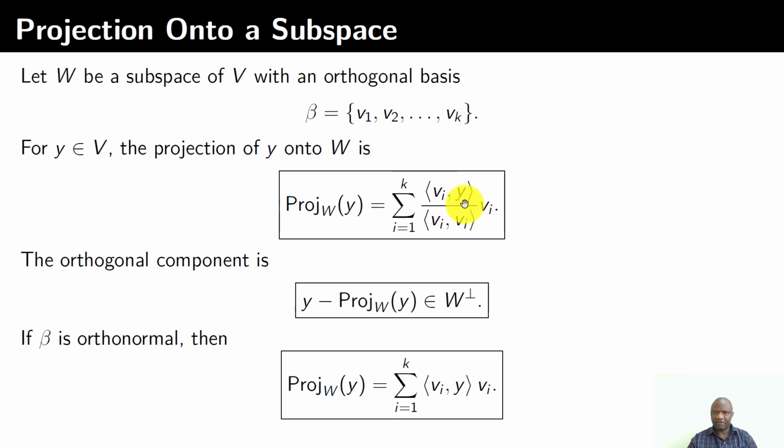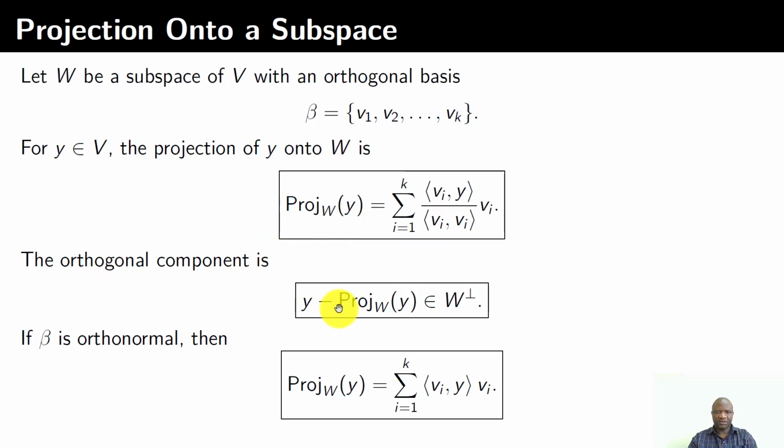But if there are so many vectors that form the basis, say v1, v2 up to vk, then the formula changes. It extends to the summation of the individual projections. That is the projection of y onto v1 and the projection of y onto v2, you add them, etc. That is the way. So this is the projection of y onto W, where W is a subspace of V.